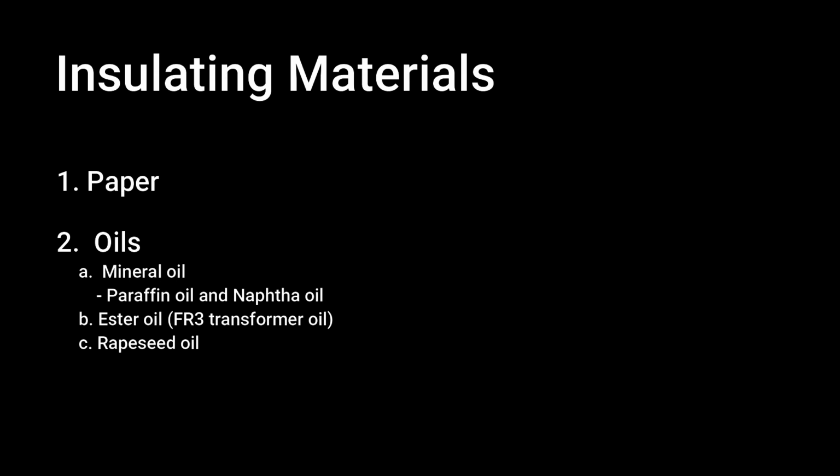Next, the oils used in the transformer insulating system are mineral oil, natural ester oil, and rapeseed oil. There are two types of mineral oil used in transformer insulating systems: naphtha oil and paraffin oil.